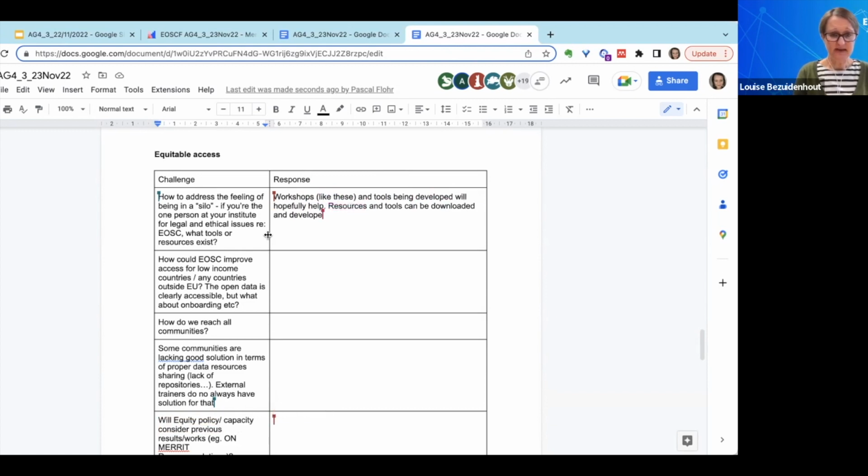I'd also like to mention something that I found very useful in the past, which is joining communities of practice. There is a community of practice that's run by OpenAIRE on training coordinators. It's not specifically relating to EOSC, but there are a lot of trainers within the community of practice who do training on EOSC or will be training on EOSC in the future. It's a great way to meet more people who are also training and dealing with some of these challenges, and a great opportunity to share expertise and best practices.